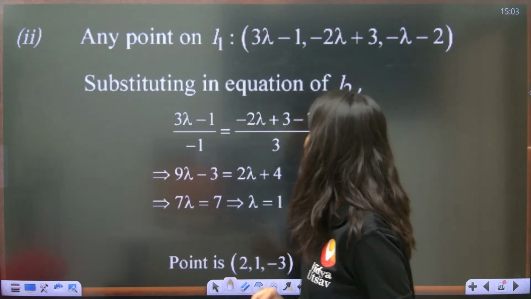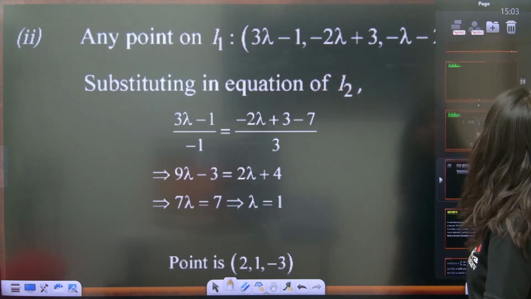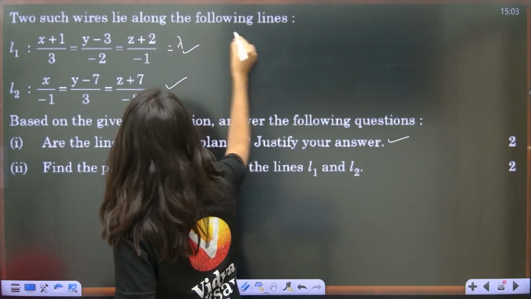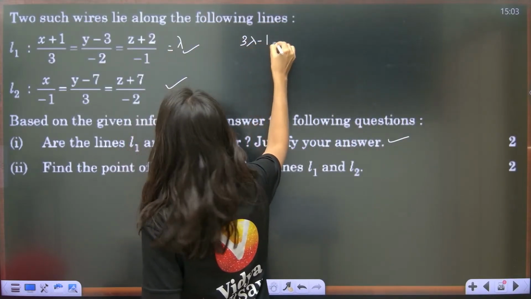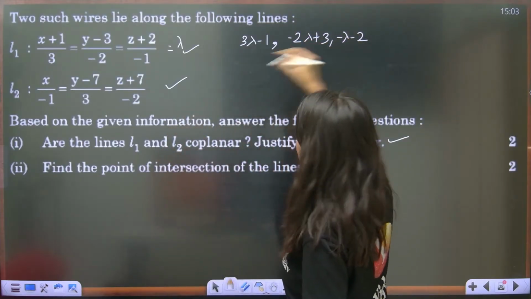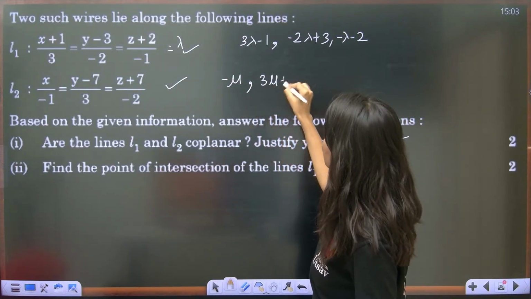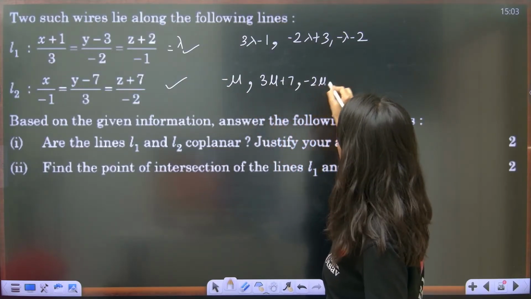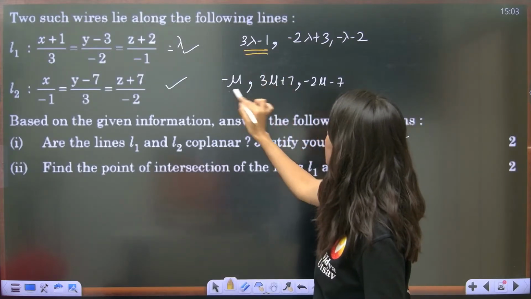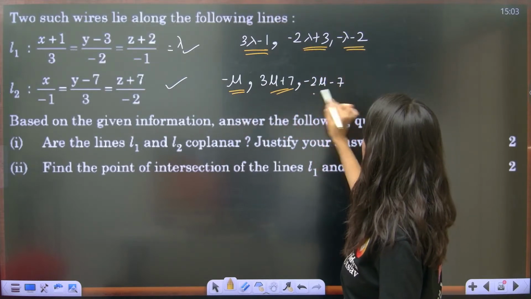What you need to do is assume one point on the line. See, assume the first point on the line: 3 lambda minus 1, comma, minus 2 lambda plus 3, comma, minus lambda minus 2. And for the other line, mu, 3 mu plus 7, minus 2 mu minus 7. So this and this are equal, this and this are equal, this and this are equal.